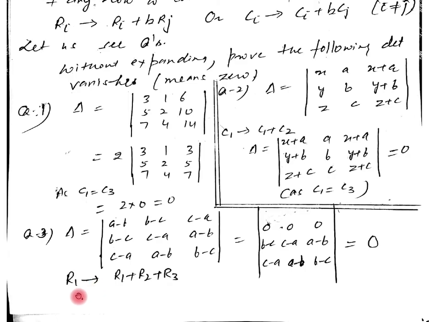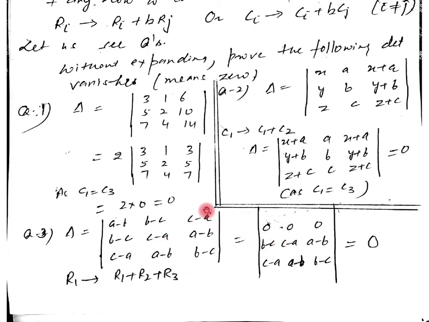Now what are we applying? R1 goes to R1 plus R2 plus R3. When we are adding the elements of these three rows, the first element is a minus b plus b minus c plus c minus a, and all the terms will be cancelled out, it will be 0. Similarly, if we add these three elements, b minus c plus c minus a plus a minus b, again all the terms will be cancelled, it will be 0.